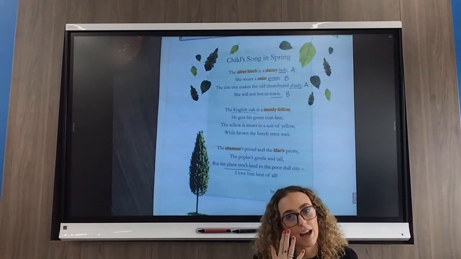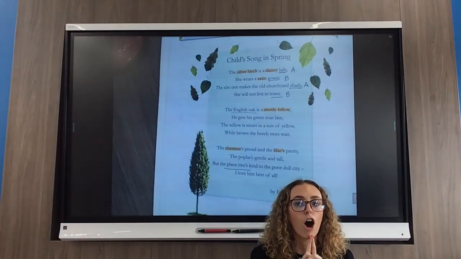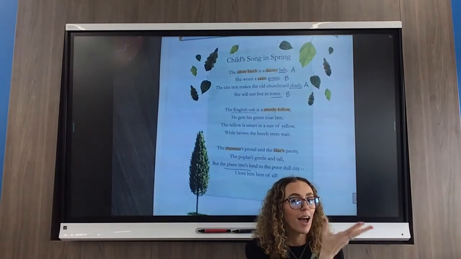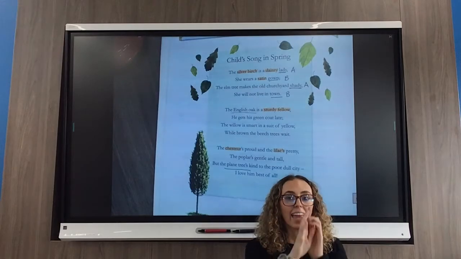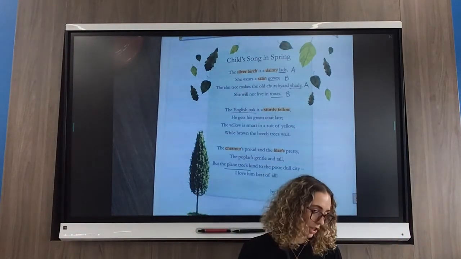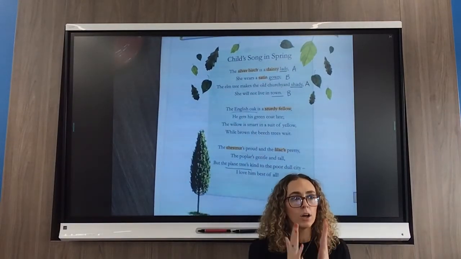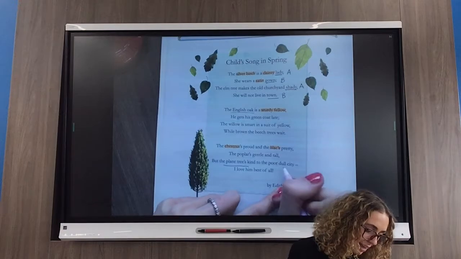Now, if I'm using my science brain, I know that trees give off something. I'll give you a clue. They give off oxygen and they help the air to clear up. So that's one way in which the plane tree can be kind to the poor dull city. But think about the adjective dull.